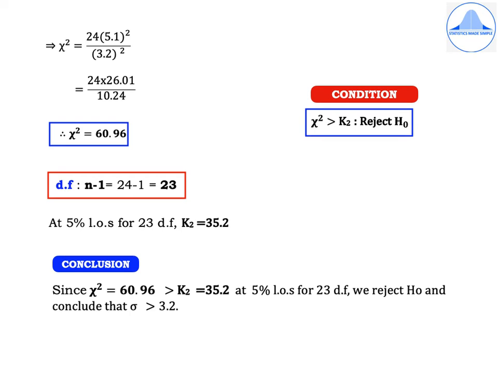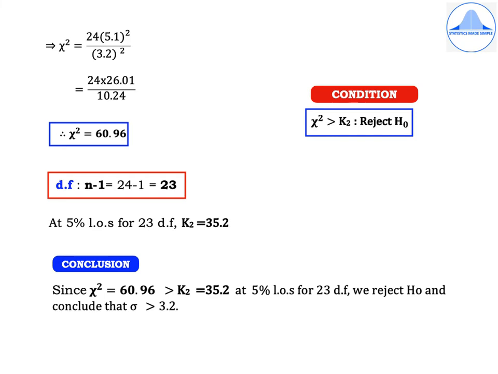If this condition is satisfied, then you reject H naught at alpha level of significance for n minus 1 degrees of freedom. So the degrees of freedom is n minus 1, which is 24 minus 1, that is equal to 23. At 5% level of significance for 23 degrees of freedom, the K2 value is 35.2.